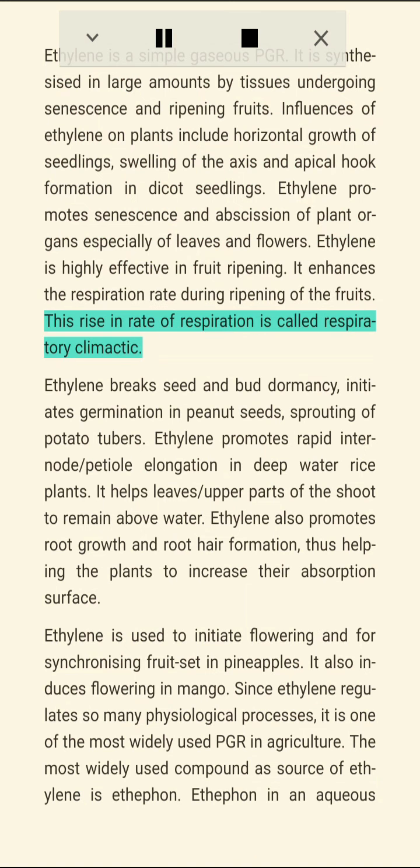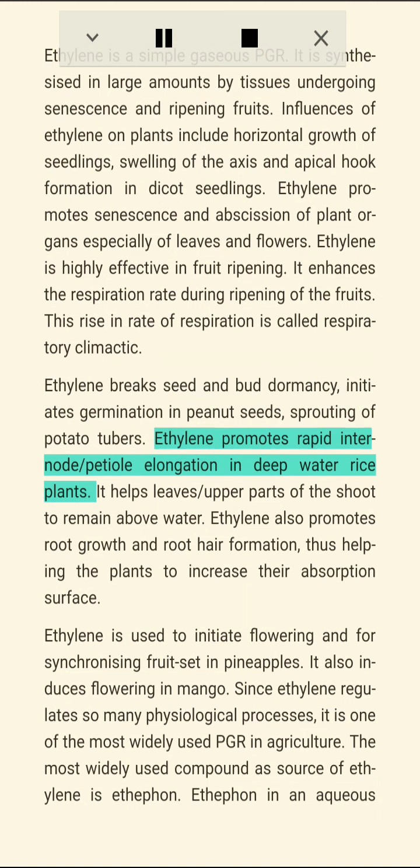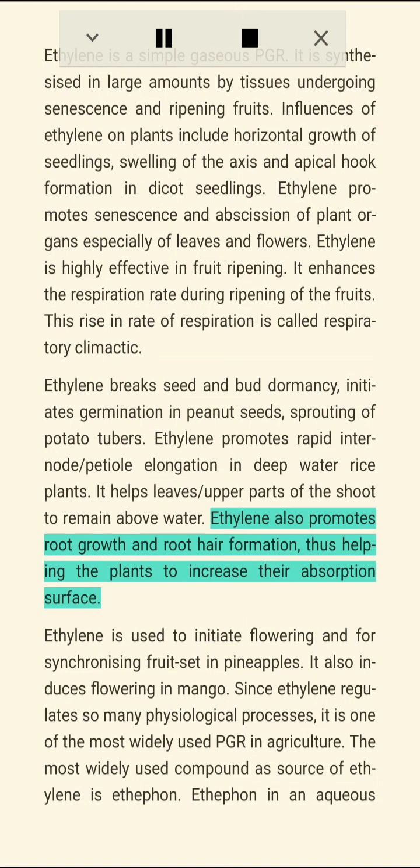Ethylene is highly effective in fruit ripening. It enhances the respiration rate during ripening of the fruits. This rise in rate of respiration is called respiratory climacteric. Ethylene breaks seed and bud dormancy, initiates germination in peanut seeds, sprouting of potato tubers. Ethylene promotes rapid internode and petiole elongation in deep water rice plants. It helps leaves and upper parts of the shoot to remain above water.